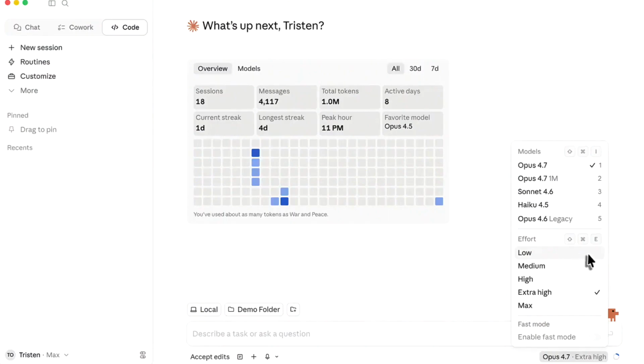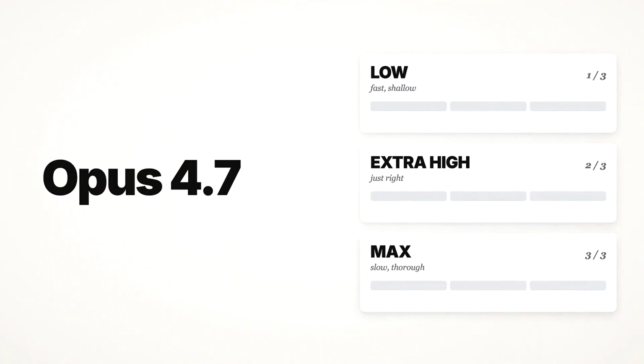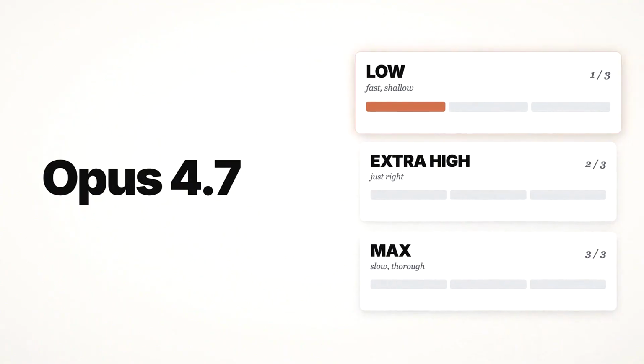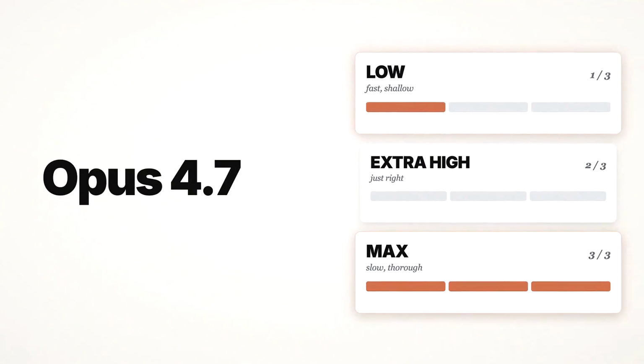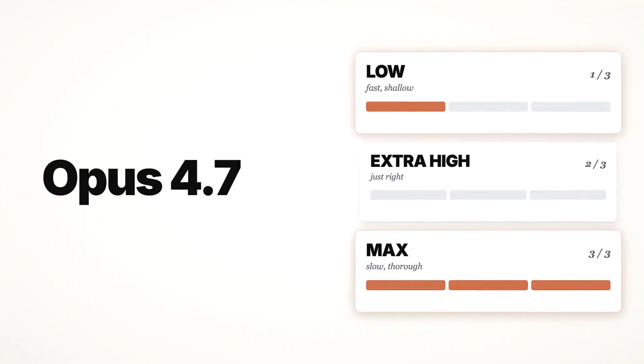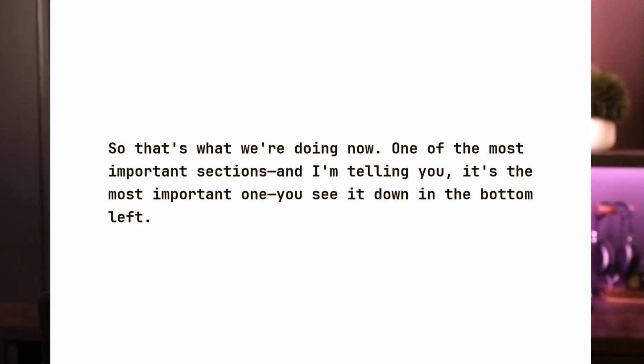So I usually just leave it on Opus 4.7, and then effort is how hard Claude thinks. Fast builds take little effort, but end up shallow, while max effort moves slowly, yet delivers great depth. So when we're building something from the ground up, I prefer to use extra high. So that's what we're doing now.